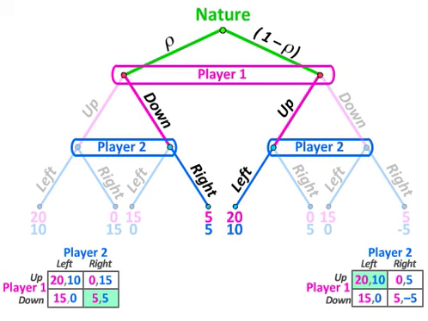Player 1 knows this, but he doesn't know what type nature will assign to player 2. All he knows is that one type will be assigned with probability rho, and another will be assigned with probability 1 minus rho. Whether player 1's best response is then to go up or down depends on what value rho takes. If it's more likely that player 1 is on the left side of the tree, player 1 will choose down. But if it's more likely that he's on the right side of the tree, he'll choose up.